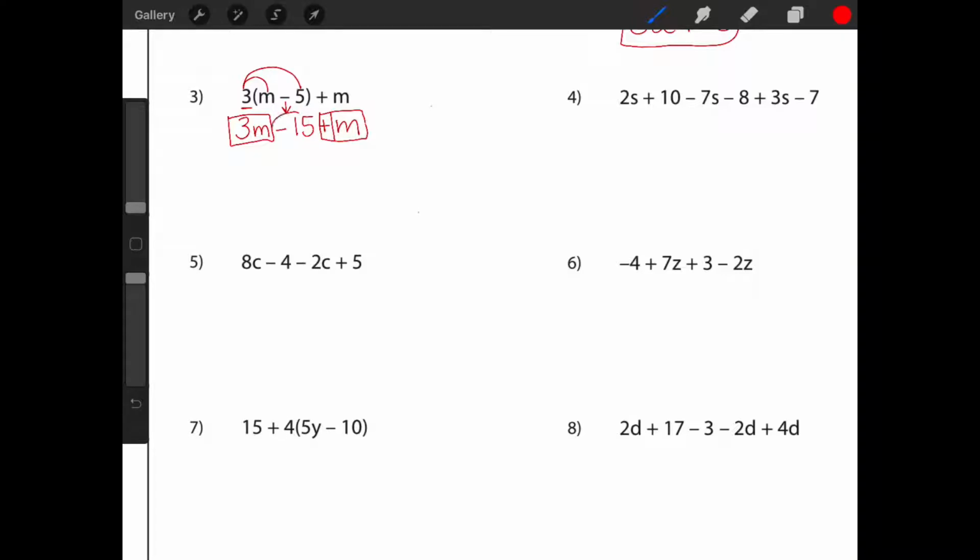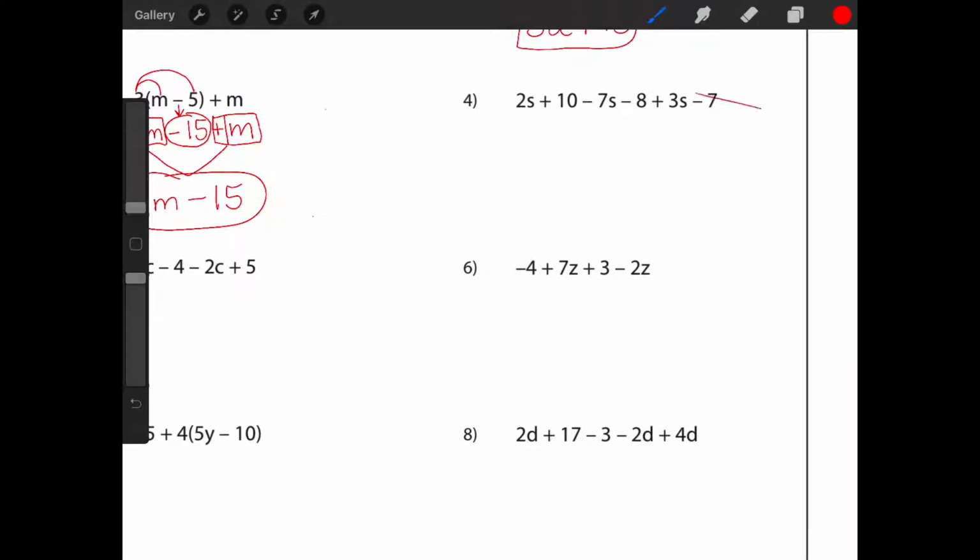And I always sing the song, you gotta shape it up when I'm doing this, because it just helps me remember that I can put shapes around it before I combine them. So I'm gonna do 3m's plus 1m gives me a total of 4m's. And then that negative 15 is just minus 15, and I'm done because there's nothing else to combine that with.